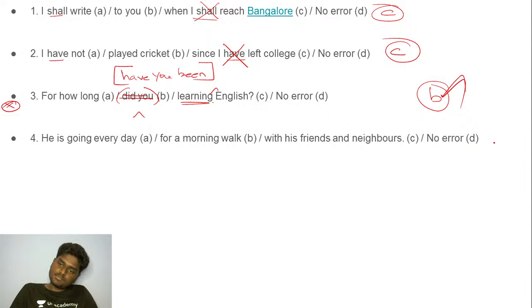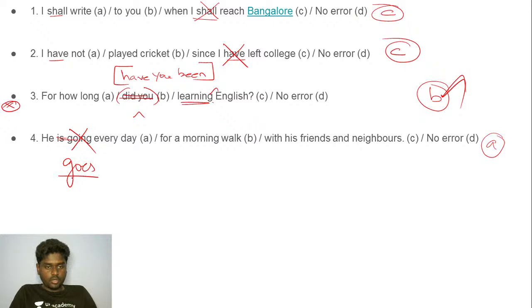I would say the error is with option A. The error is with option A. How? Remove the "-ing" and insert "goes". He goes every day for a morning walk. He goes every day for a morning walk with his friends and neighbors.